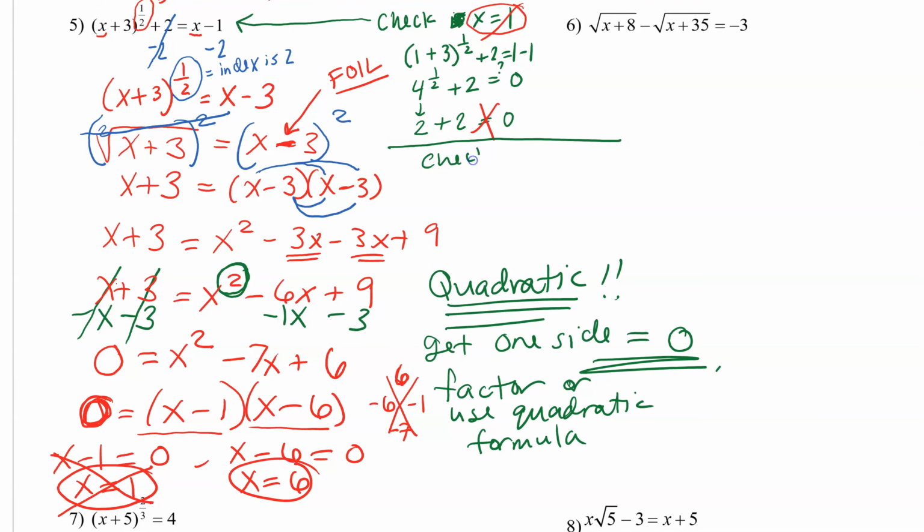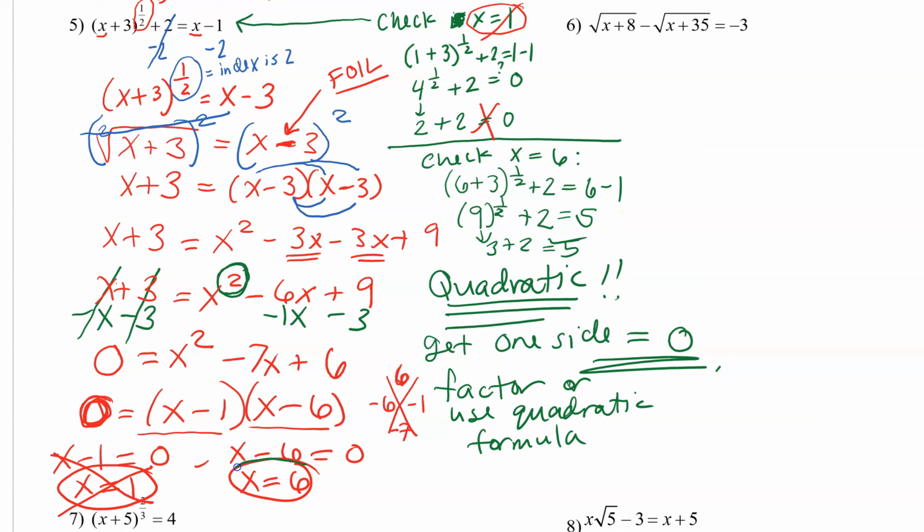Okay, so now I'm going to check the second one. I'm going to check the one that said x was equal to 6 with my very original equation up here. So I'll say 6 plus 3 to the 1/2 plus 2 is equal to 6 minus 1. So on the right side I have 5. And then on the left side I have 6 plus 3, which is 9 to the 1/2 plus 2. So 9 to the 1/2 means one of the two factors that multiply to equal 9, or the square root of 9, which is 3. And 3 plus 2 does equal 5.